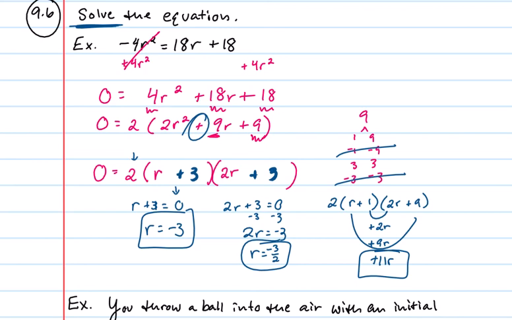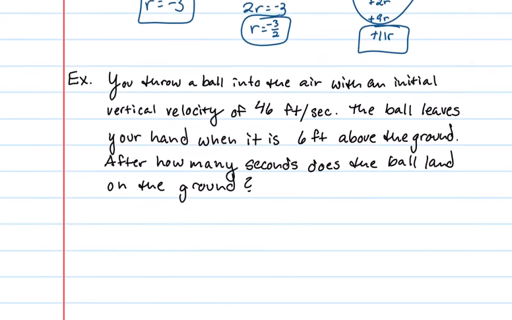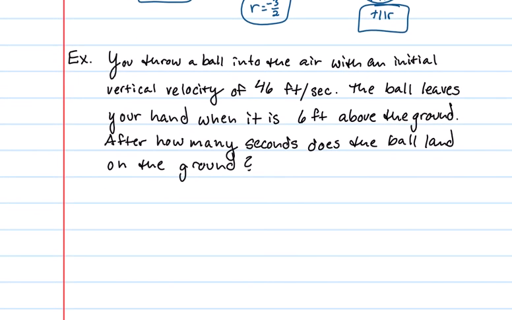A little bit more work than you're used to because you had to get everything on one side, you had to factor out a common monomial, and then you actually had to go through the full factoring process. Let's go ahead and look at a word problem. You throw a ball into the air with an initial vertical velocity of 46 feet per second. The ball leaves your hand when it is 6 feet above ground. How many seconds does the ball land on the ground?